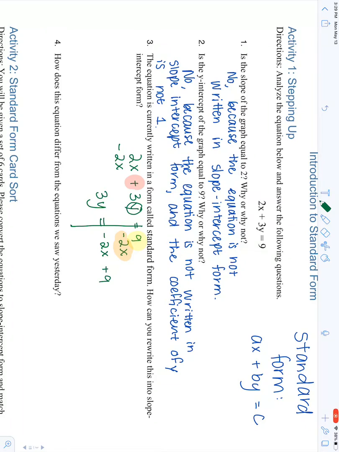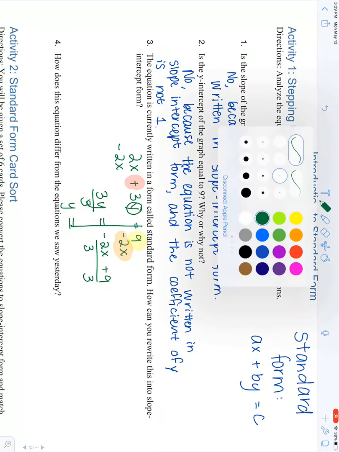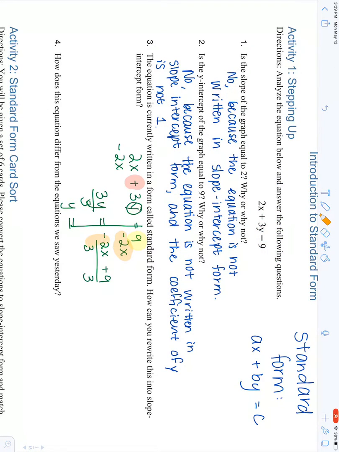Okay? Now my last step is I have 3 groups of y here. I only want one group of y. So I need to divide everything by 3. And when I do that, I'm left with y is equal to, this ratio is negative 2 divided by 3. I can't simplify that in any way, so it's just going to be left as negative 2/3 x. Then plus 9 divided by 3 is 3.